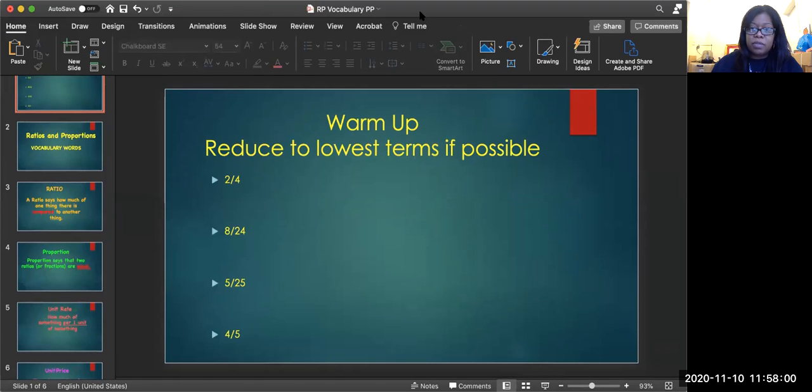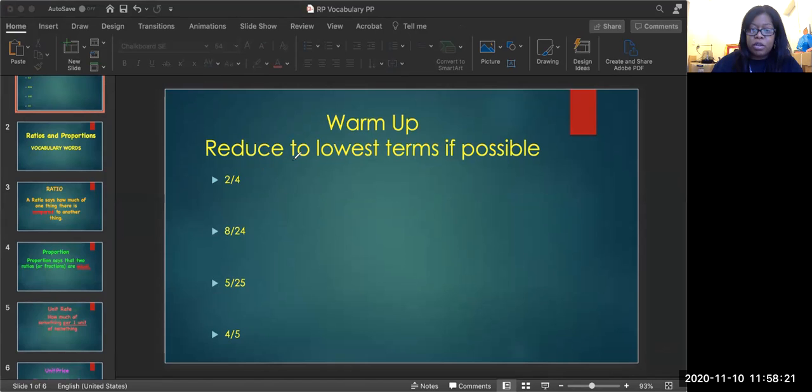I don't know if this is going to make any sense, but we will try it. Okay, why does it look like that? Okay. There we go. All right.